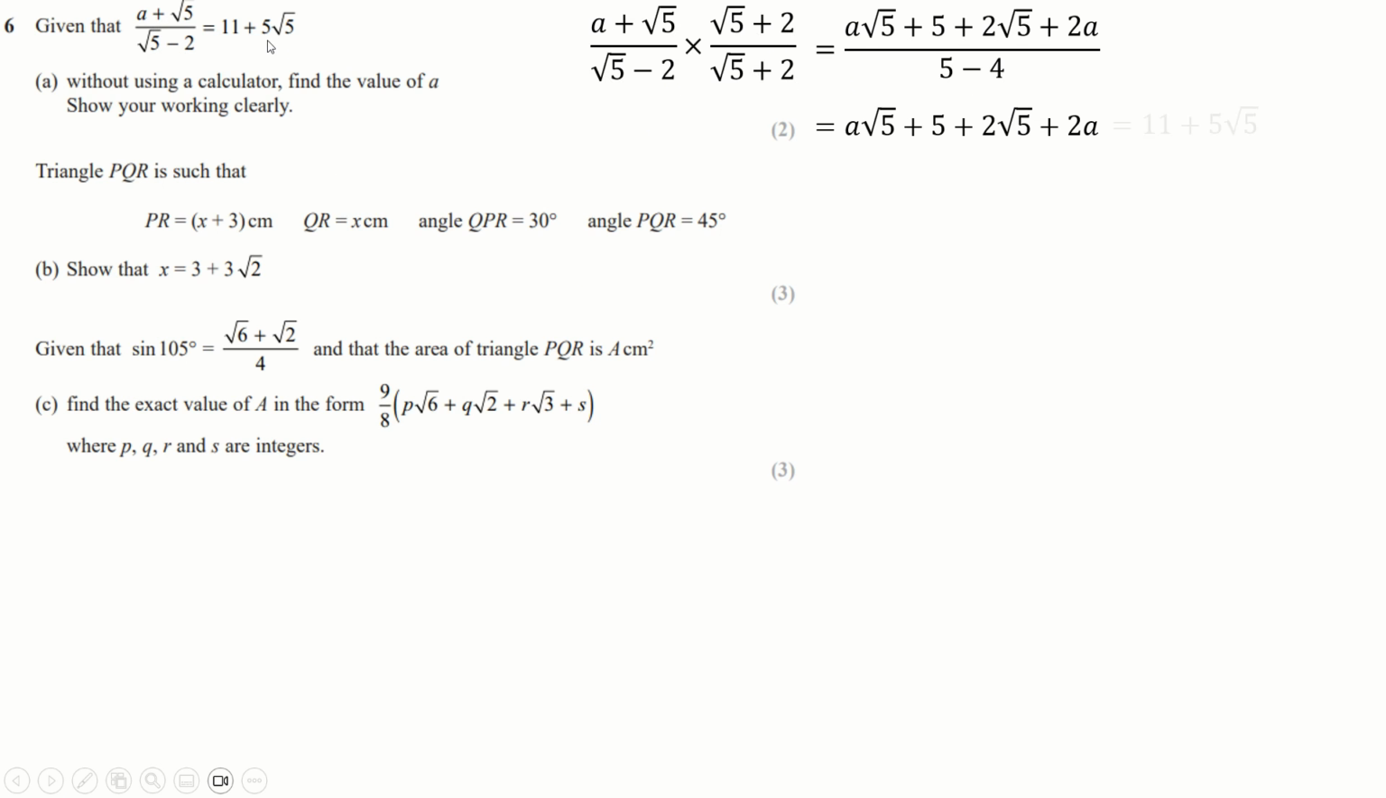Apparently that equals that. We can just compare terms here. We've got a root 5 plus 2 root 5 makes 5 root 5, apparently. Well, that means a must be 3. And you can check that 5 plus 2 times 3 is also 11, so that's good.